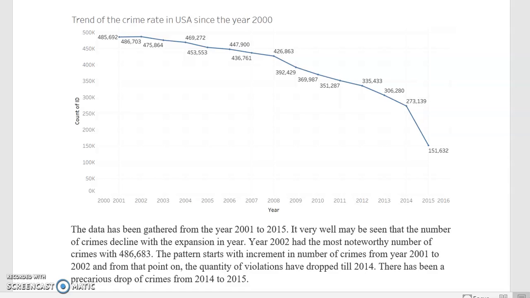The trend starts with an increase in the number of crimes from 2001 to 2002, and from that point the number of crimes dropped until 2014. There has been a steep drop in crimes from 2014 to 2015.